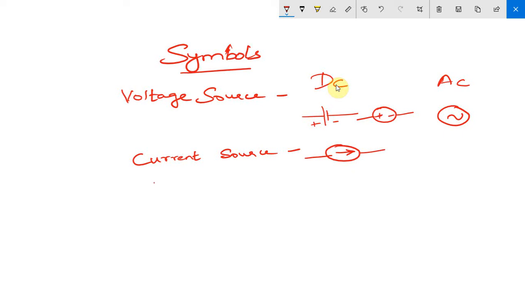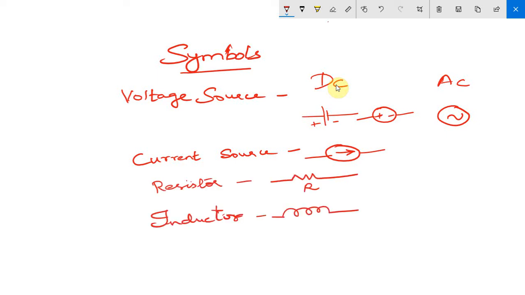Next, we are going to see the symbol for the resistor. Then how will you draw an inductor? So this is the symbol for the inductor. Then we have the capacitor. It represents two parallel plates. So this is the symbol for a capacitor. Now we will move on to the active and passive elements.